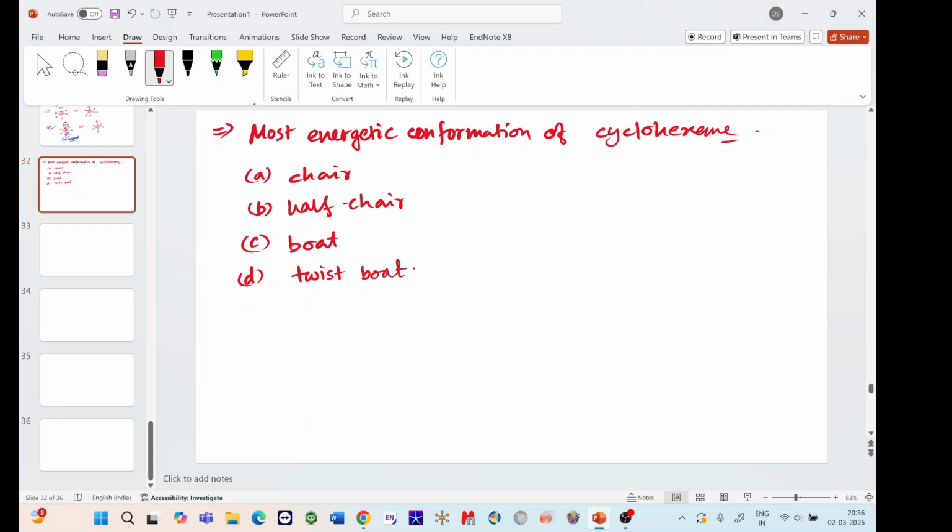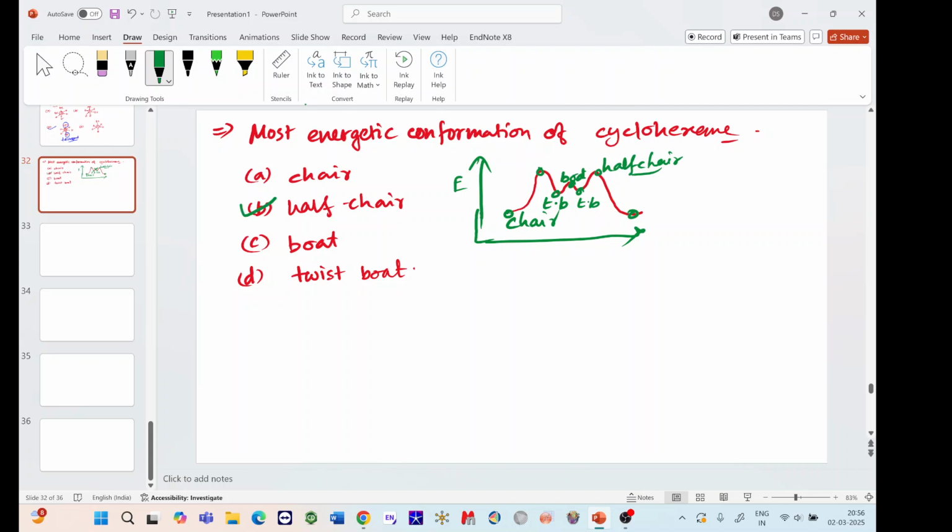You have seen the energy curve for cyclohexane. It is like this, right? This is your energy, and this is some arbitrary axis. This is your chair. What is this one? This is boat. This is twisted boat. This is also twisted boat. This is half chair. So which one is maximum energy? This one, right? Half chair. Okay.